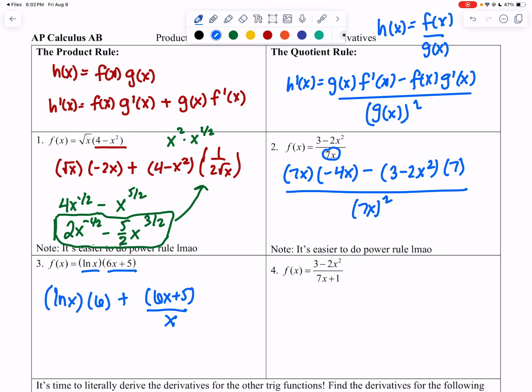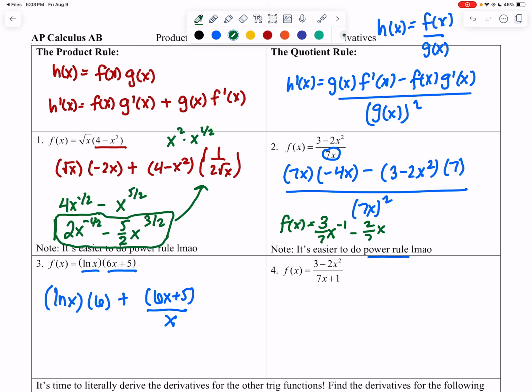Remember that on the AP exam, you don't need to simplify, so if you want to keep it pretty and nasty like this, by all means, keep it nasty like this. Now, on an MCQ, you might get the simplified version because obviously this one you could just use the power rule, because here, this can be rewritten as, let's say, 3/7 x to the negative 1 minus 2/7 x.